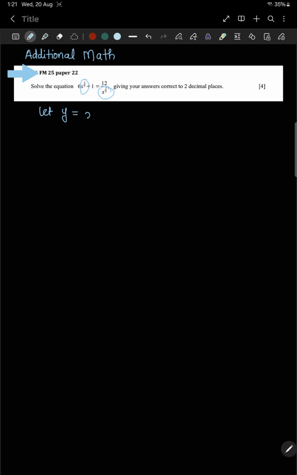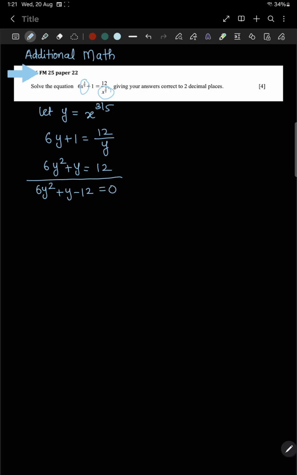So assume y equals to x power 3/5, and therefore the given equation will look like 6y plus 1 equals to 12 over y. Now the denominator y, if I want to get rid of, I just have to multiply both the sides by y, and therefore I get 6y squared plus y, and that's equal to 12. Shifting this 12 on this side, I get 6y squared plus y minus 12 equals to 0. This is a simple quadratic.